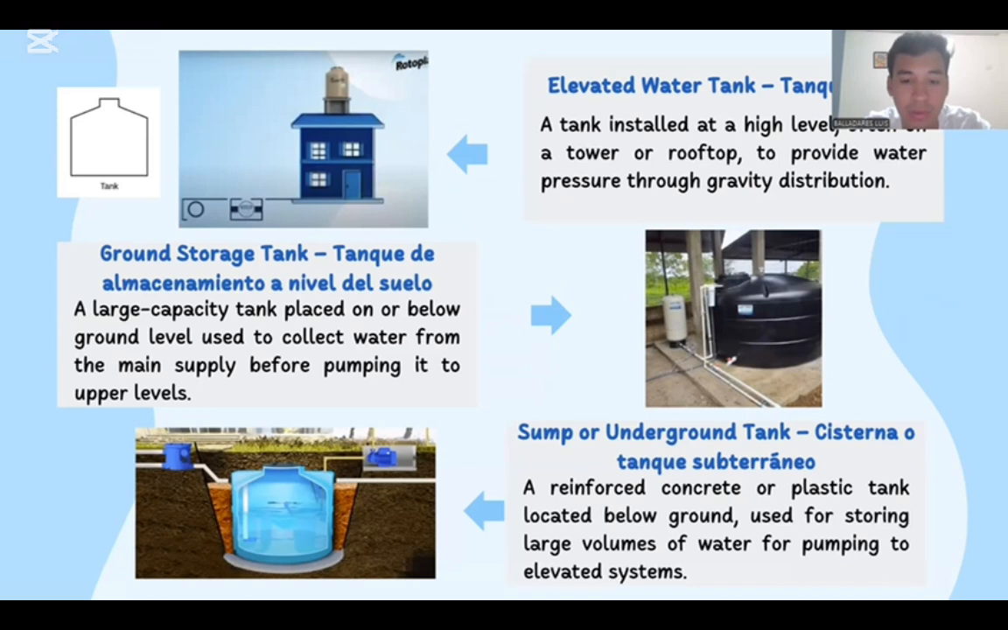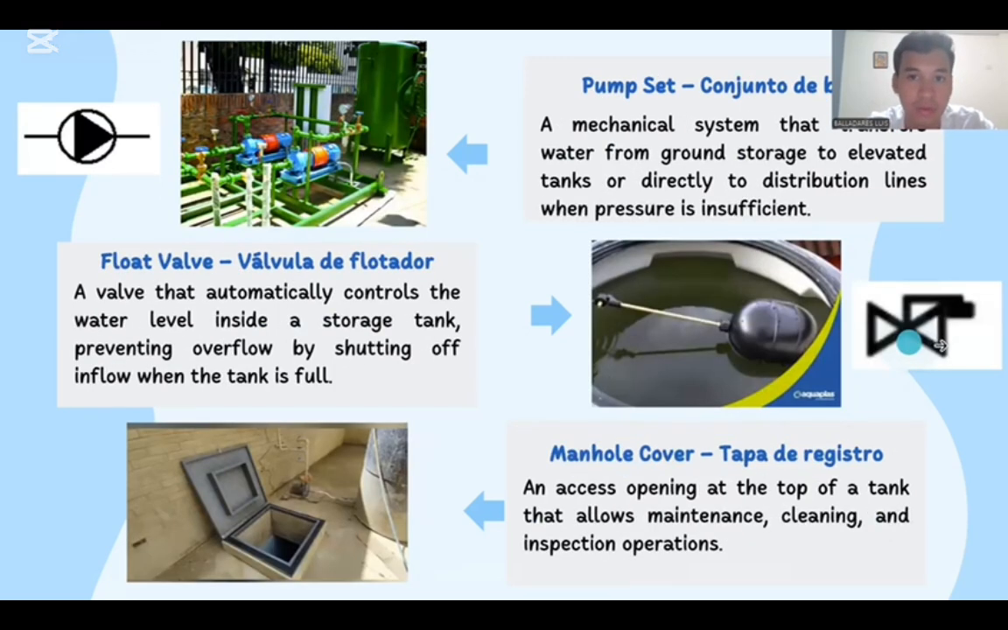And finally, we have the sump or underground tank, that is most commonly known in Spanish as cisterna. It's a reinforced concrete or plastic tank located below ground, used for storing large volumes of water for pumping to the drainage system. Then we have the pump set, that is a mechanical system that transfers water from the ground storage to elevated tanks or directly to distribution lines when pressure is low.